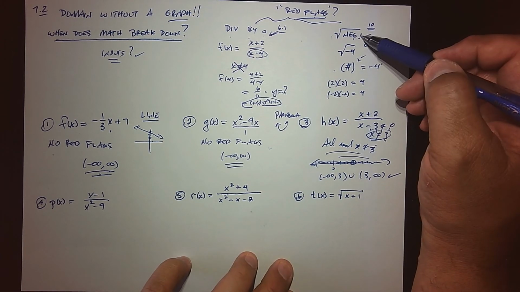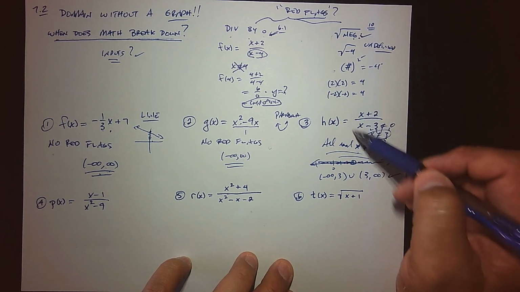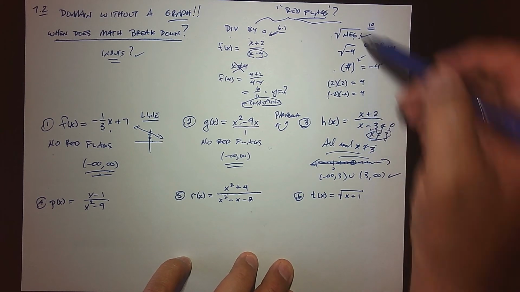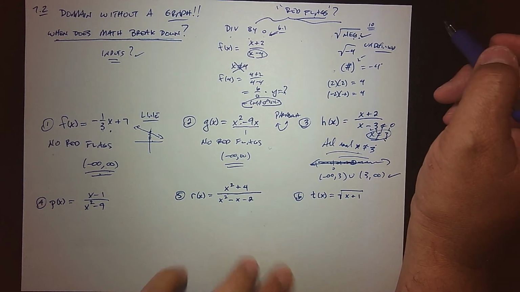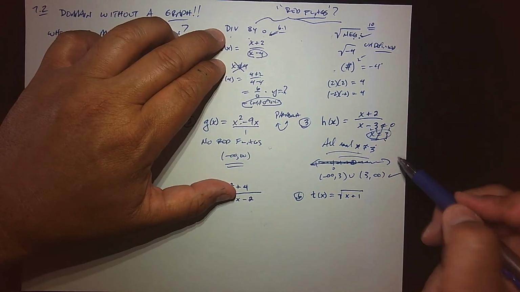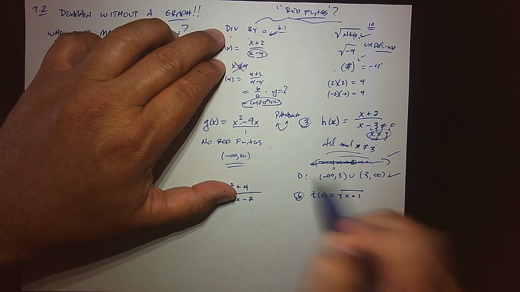What about this guy? Well, there are no square roots in this. Since there are no square roots, that red flag we don't have to worry about. So division by 0 came into play. It impacted what my domain is going to look like. So on to the next example.